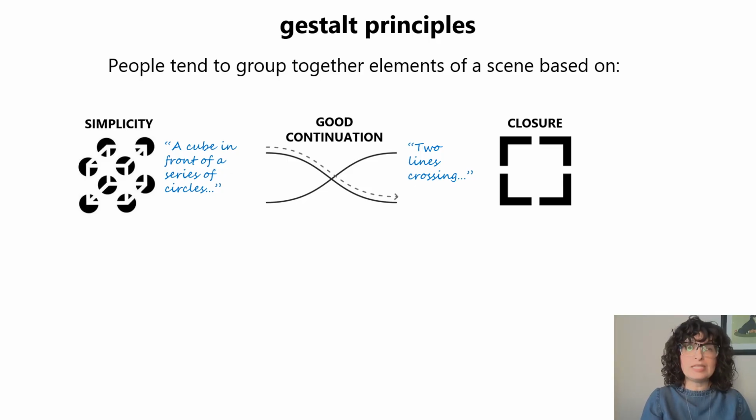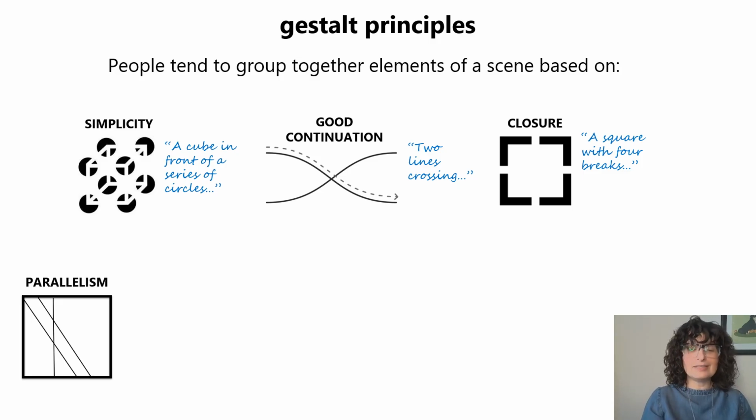Closure is that our brain tends to close objects that have breaks in them. So instead of seeing this as four L-shaped objects, you actually would probably describe it as a square of some variety, maybe with breaks in it, but you'd start with the idea that it's a square.